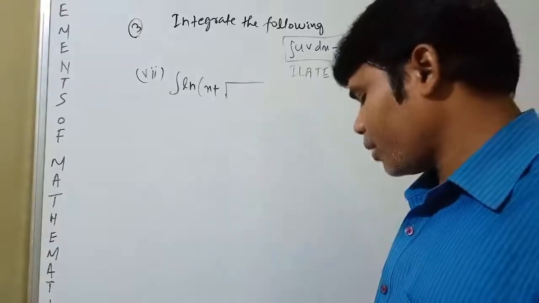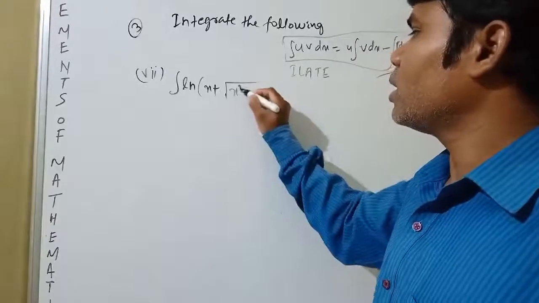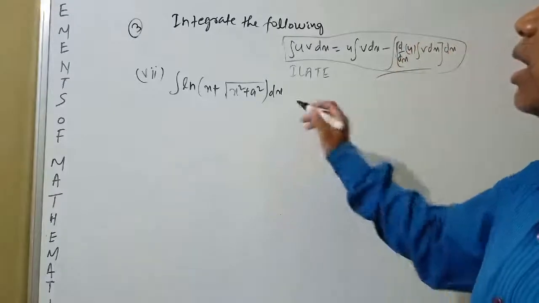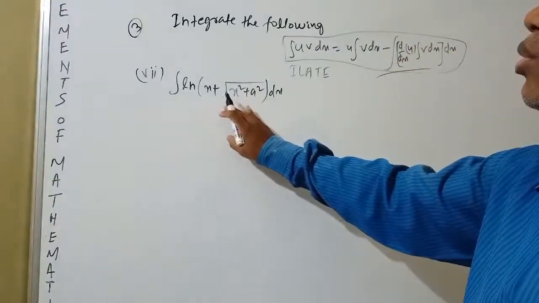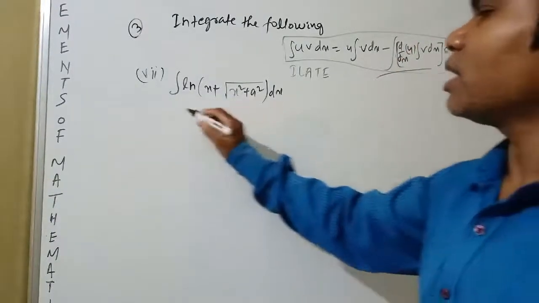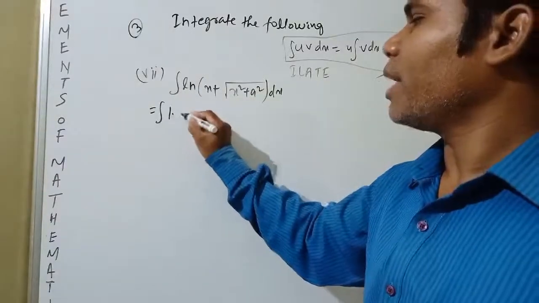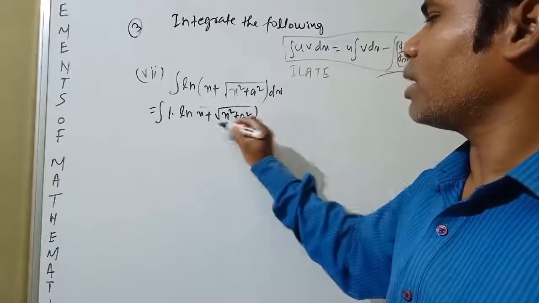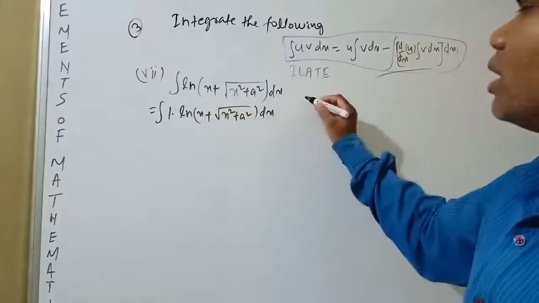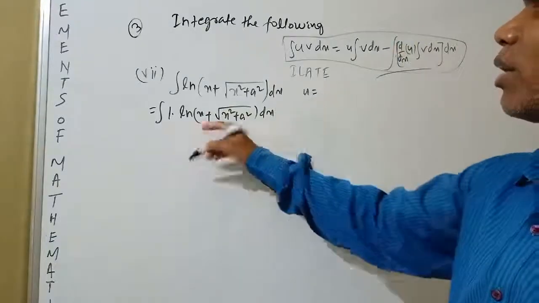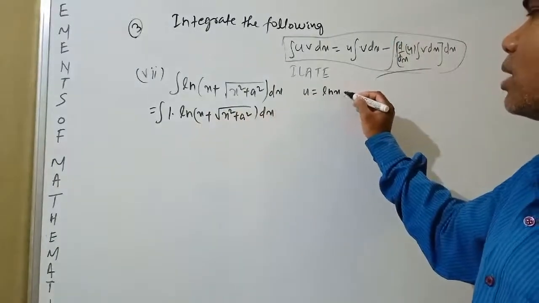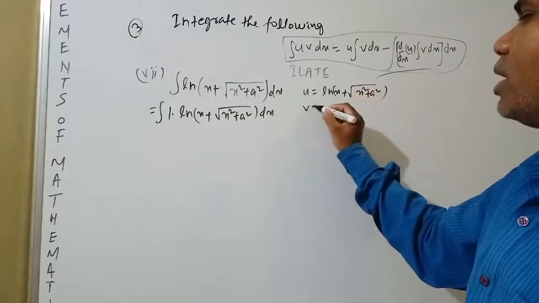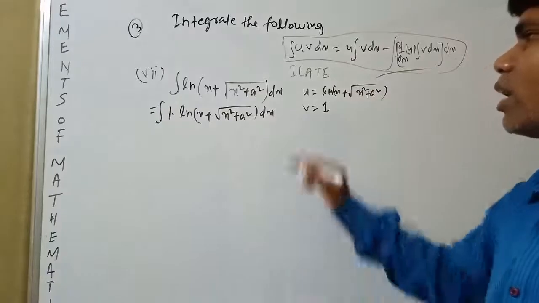dx. Here you see ln(x + root over x square plus a square) is given. That means this is equal to 1 into ln(x + root over x square plus a square) dx. u is equal to the logarithmic function ln(x + root over x square plus a square), and v is equal to 1.